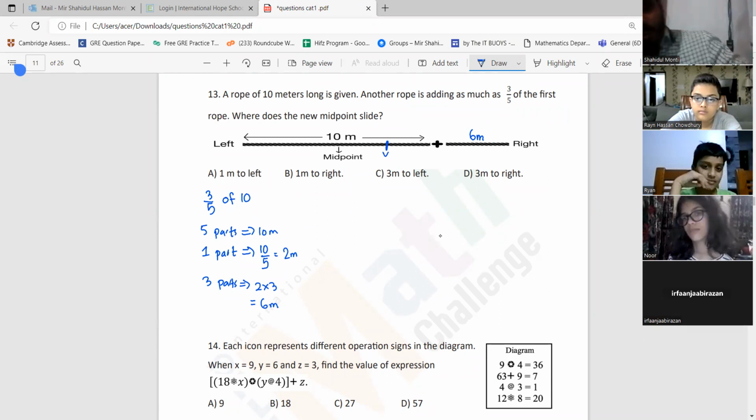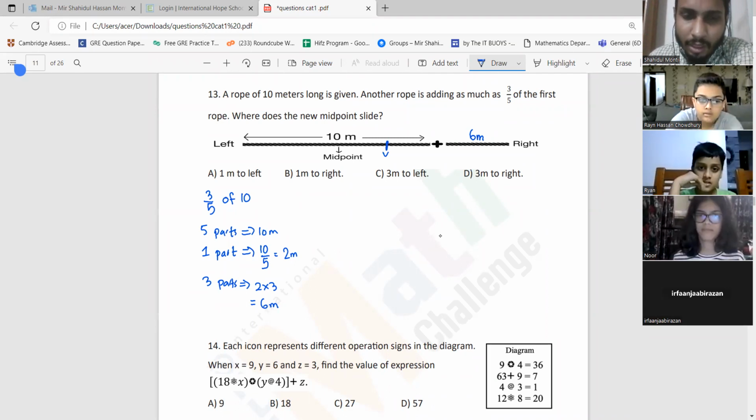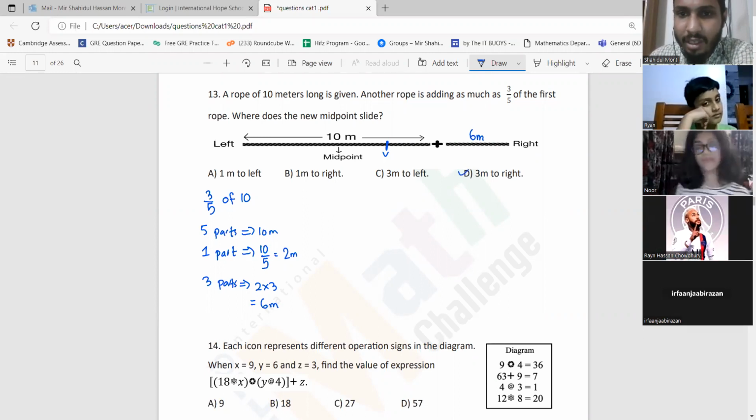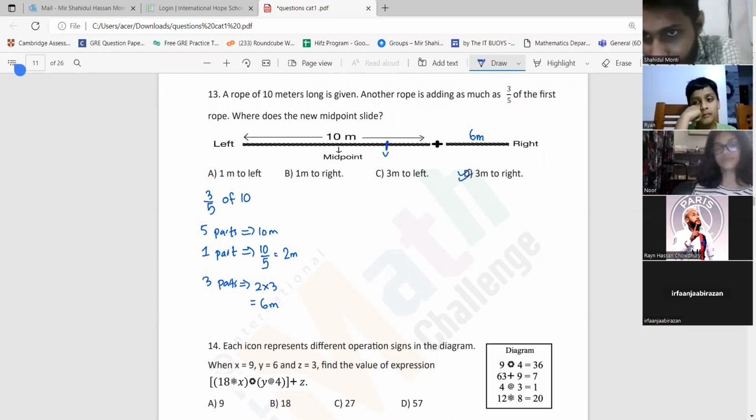Initially, in the previous scenario, the middle mark was at 5 meters. Now, the middle mark is at 8 meters. So it moves 3 meters to the right. The middle mark, the midpoint, moves 3 meters to the right. Can you follow me here, students?